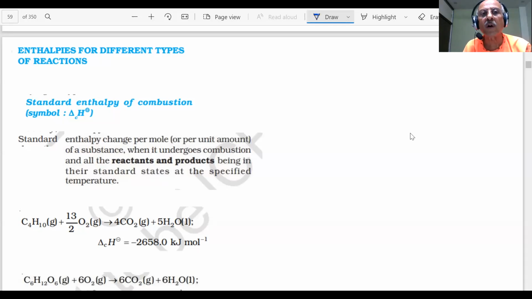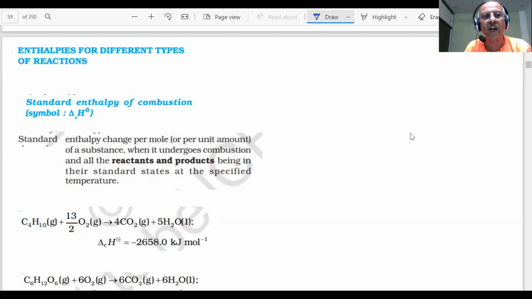We are telling you about enthalpies of different types of reactions. When a reaction takes place, students, there is a heat change in the reaction, and when we measure the enthalpy change, meaning heat change per mole, that is what we call standard enthalpy change. So we were measuring the standard enthalpies. They are measured under standard conditions, students, under standard conditions.